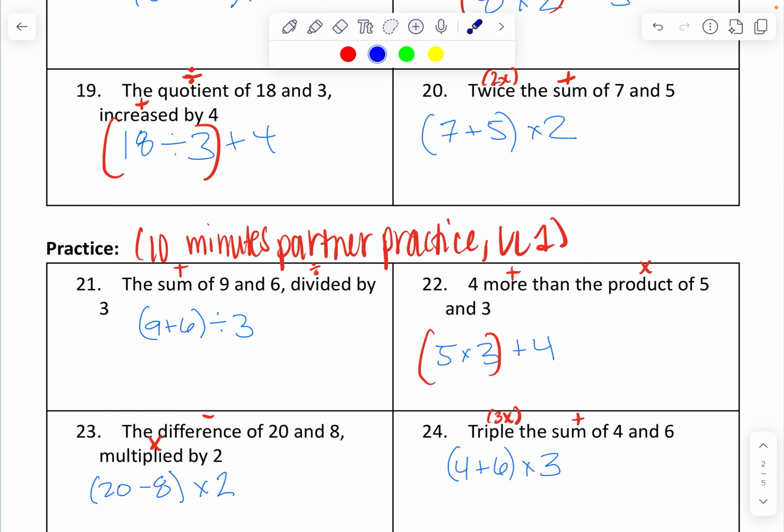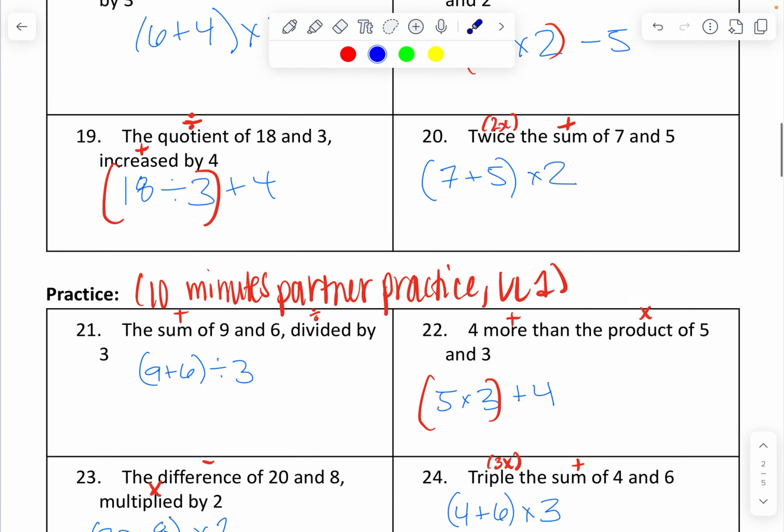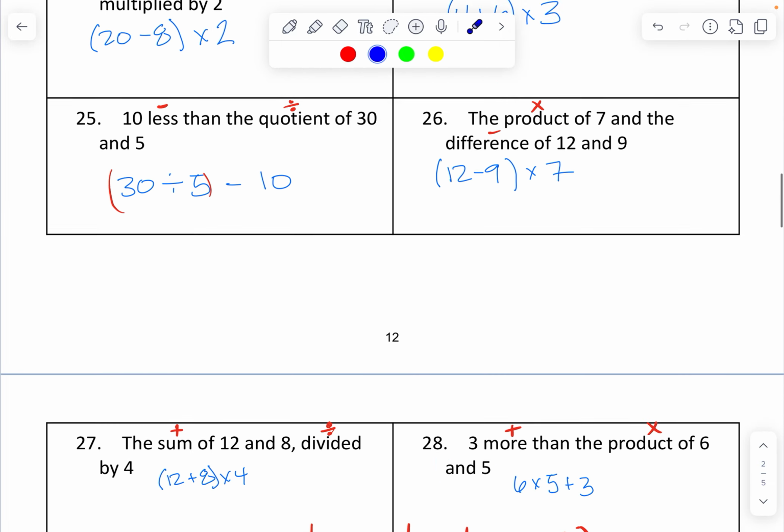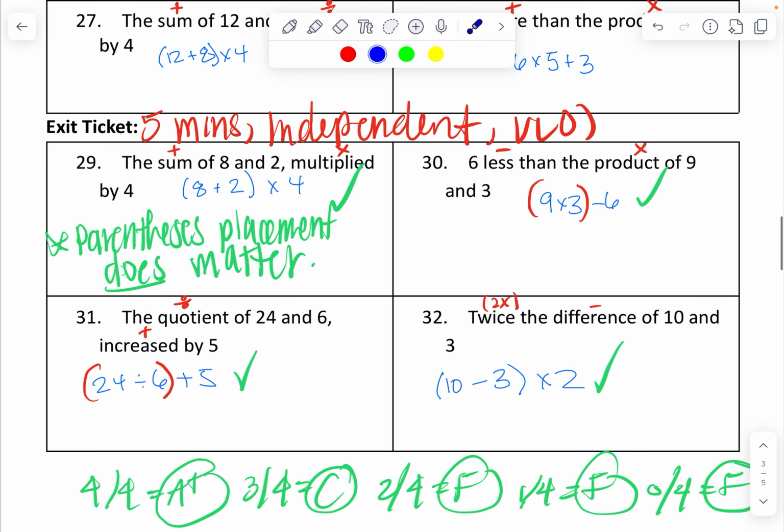So you'll do your model for about 5 minutes, then 10 minutes of partner practice at a volume level 1 before they jump into their exit ticket for 5 minutes independently.